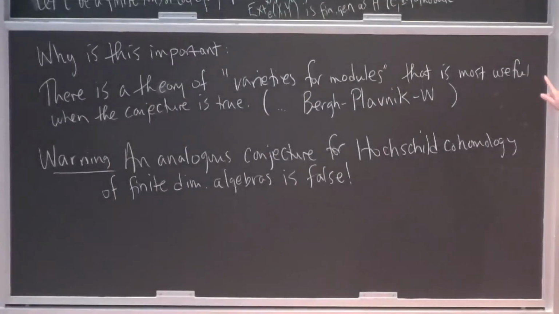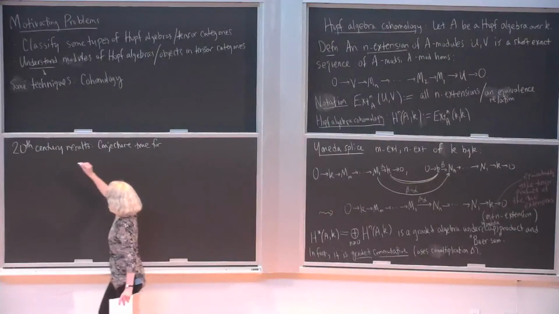Okay. So we don't know if this is true. We do know it's true in a lot of important settings that come up. So that's what I want to talk about next. The first set of results I want to talk about are from the 20th century. In those days, the conjecture was known to be true in a number of settings.